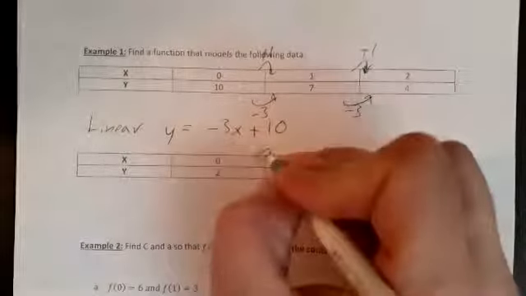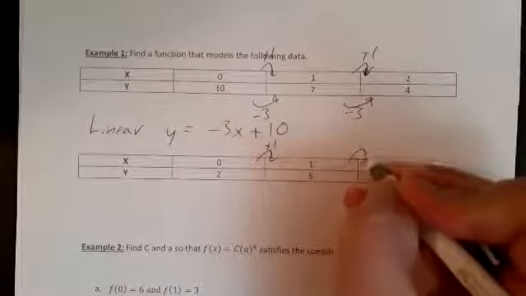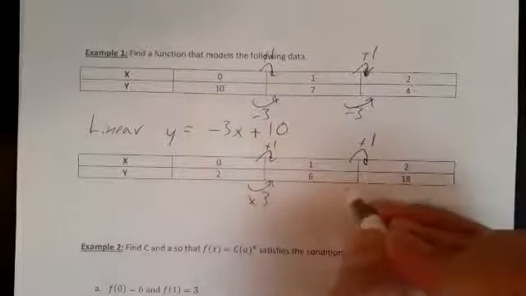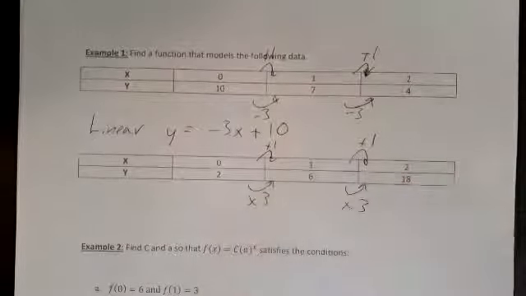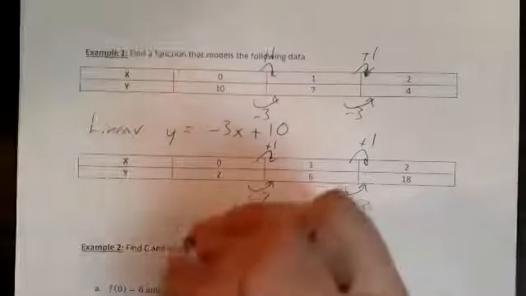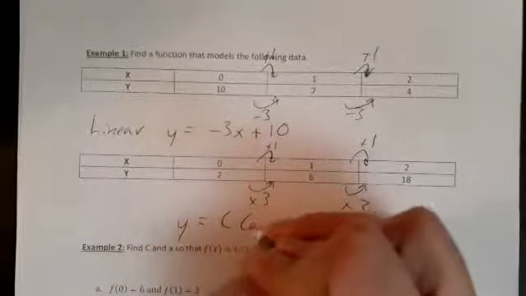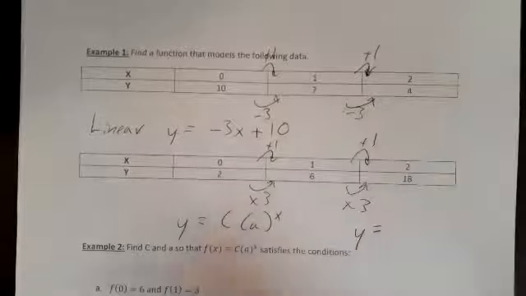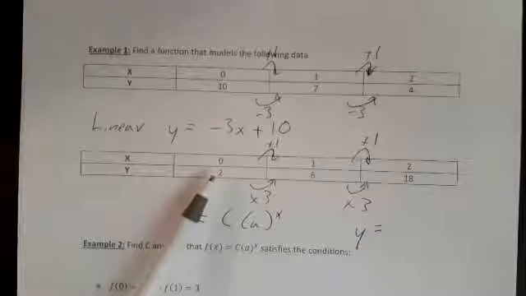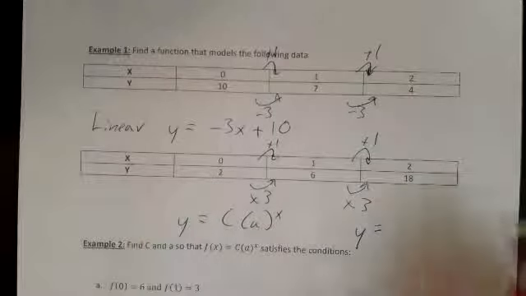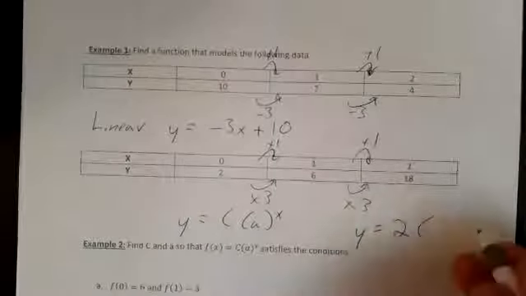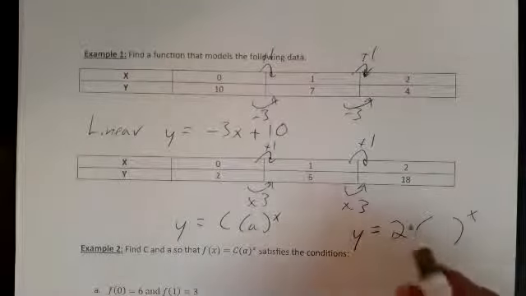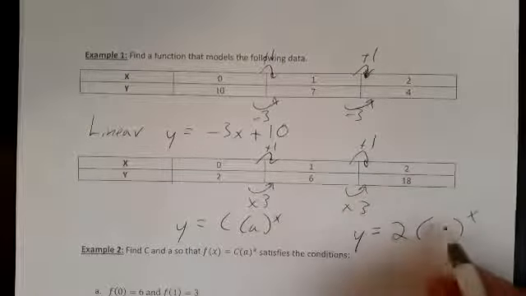As opposed to this next one. Each one of these we're multiplying by what to get to the next one? 3. And if you're multiplying by 3, we want something that is exponential, like c a to the x. My c is coming from my y-intercept, so my c should be 2. And my a is a base of 3, what we're multiplying by.